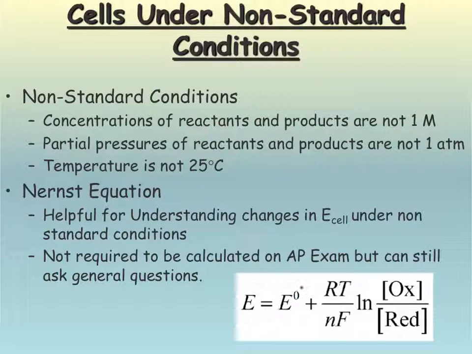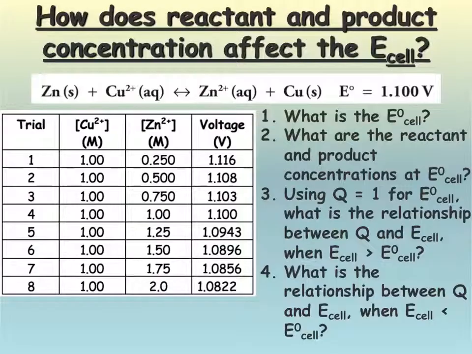All right, understand that this E naught is the standard cell potential. In RT, R is 8.314, and T is obviously going to be whatever your temperature is. Make sure it's in Kelvin. N is the number of moles of electrons from your balanced redox equation. And then F is Faraday's constant, and that is all multiplied times the natural log of the concentration of your oxidized species over your reduced species. Okay, so what does all that mean?